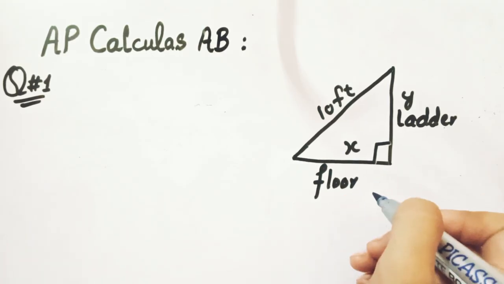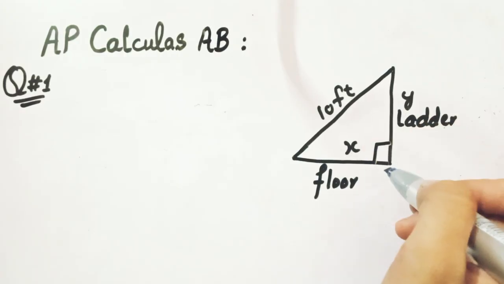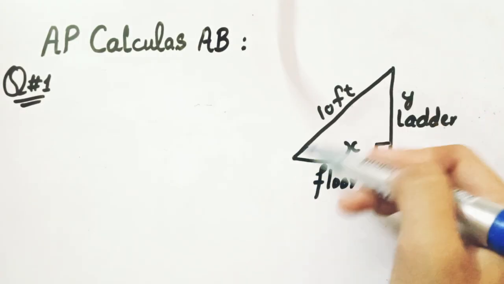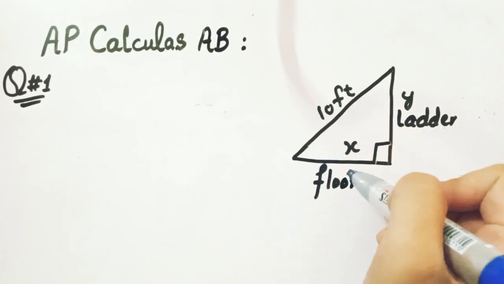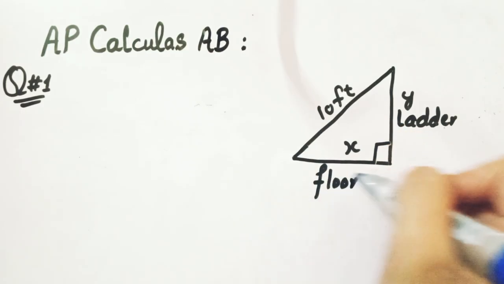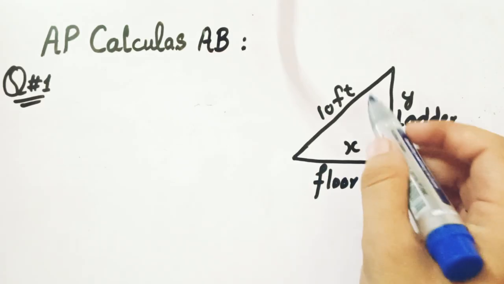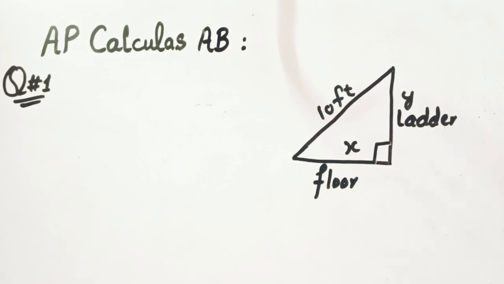Let's map this out visually. The vertical side represents the wall, the horizontal base is the ground, and the diagonal is the 10-foot ladder. Let x represent the dynamic horizontal distance from the wall to the ladder's base, and y represent the vertical height of the ladder against the wall.